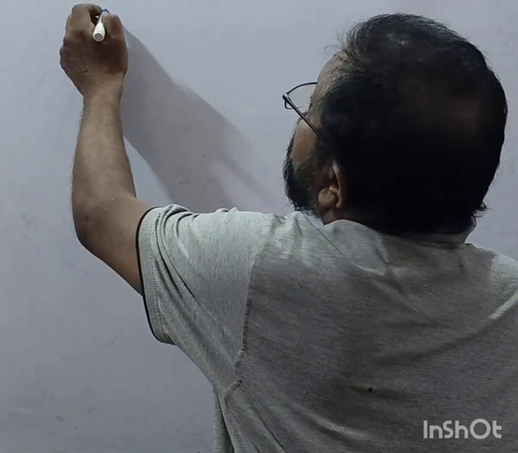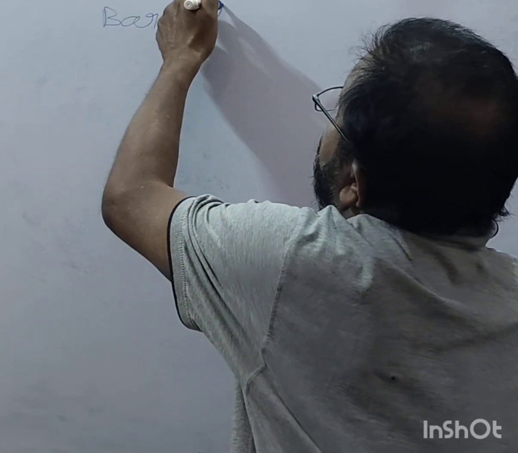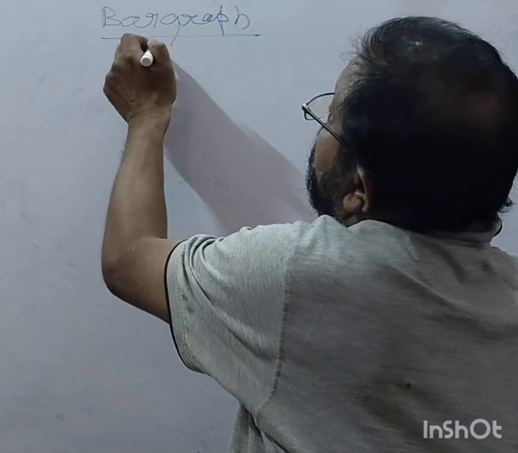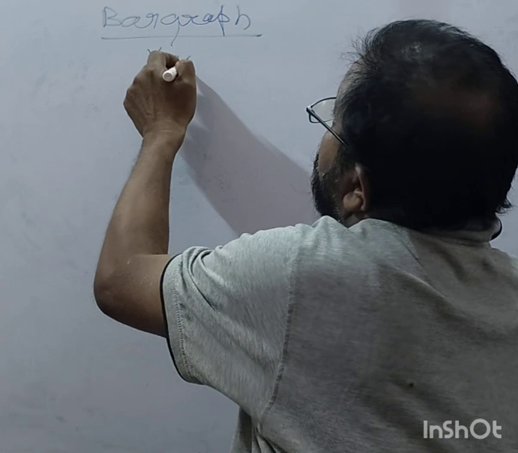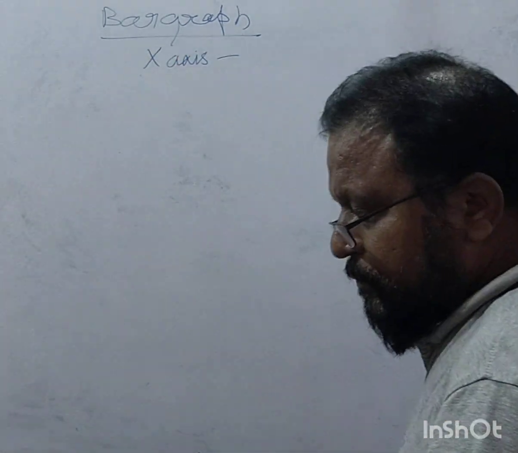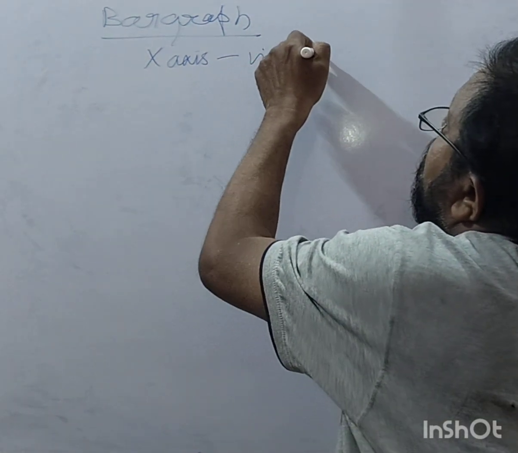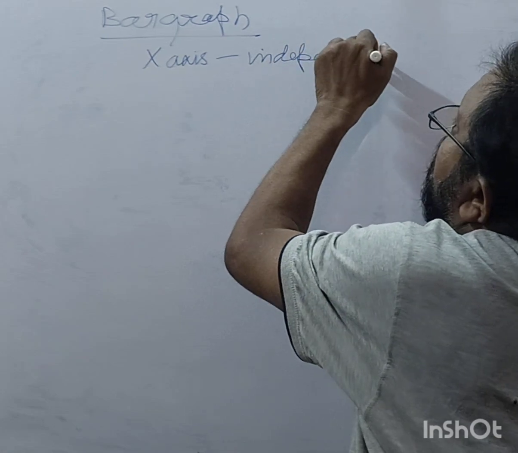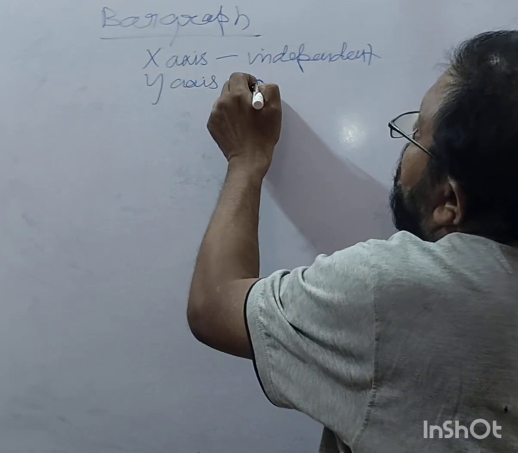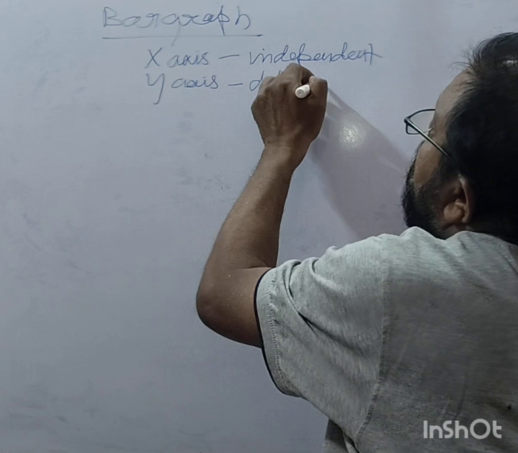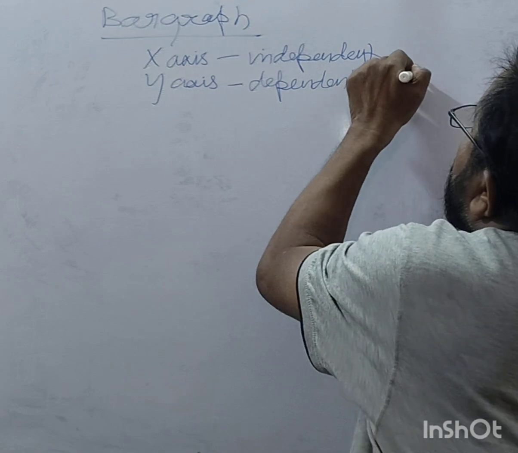There is a bar graph. In a bar graph, the x-axis is independent and the y-axis depends upon frequency.